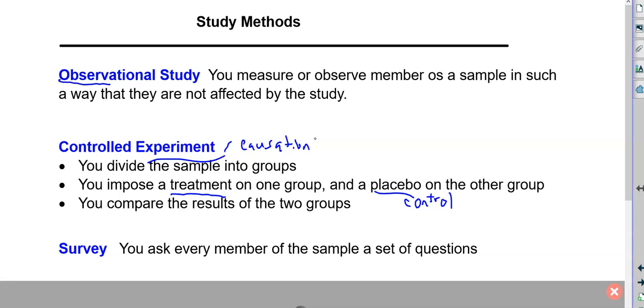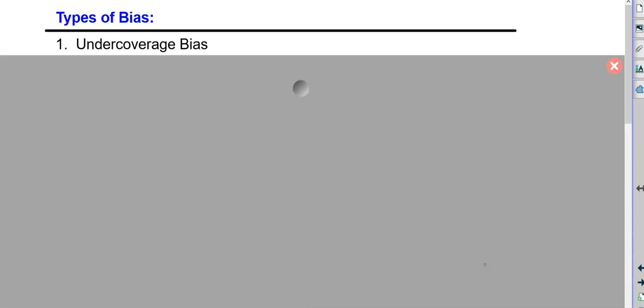So smoking does lead to, or can lead to, lung cancer. You have to do an experiment in order to prove that kind of thing. It's a little bit more involved than just an observational study. A survey is exactly what it sounds like, a set of questions you ask people. You do that a lot at St. Mary's with your email. You get surveys and you respond.